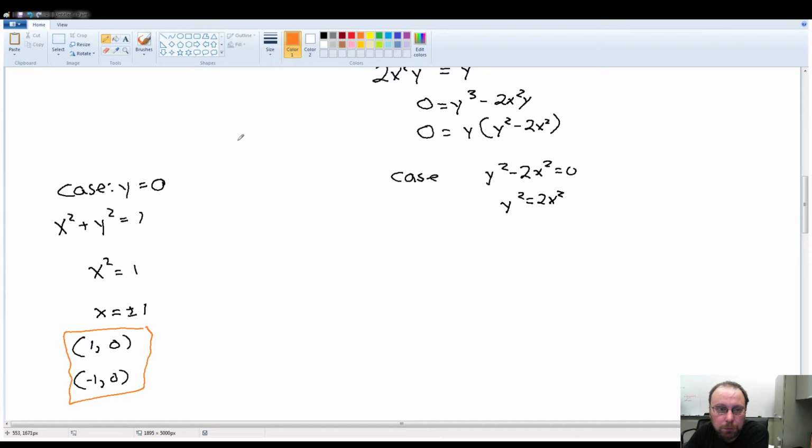All right, case number 2. Again, we have x squared plus y squared is 1. But now we know for this case that y squared equals 2x squared. So we get 3x squared is 1.